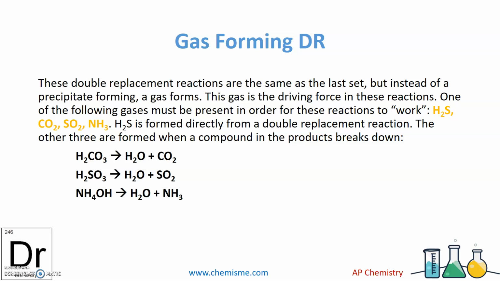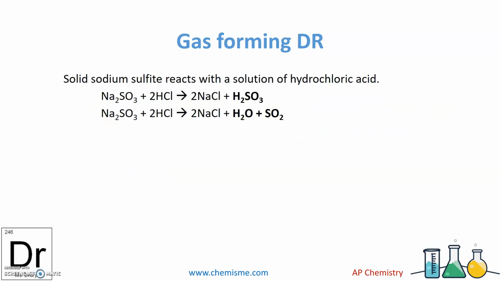Sometimes, if you don't form a precipitate, instead you accidentally form one of those particles that form gases. So if you form H2CO3, H2SO3, or NH4OH, those actually break down into those gases that we just saw in decomposition. So again, if you form one of these three things, you actually form a gas instead. So you might want to write those down, and I'll give you some examples.